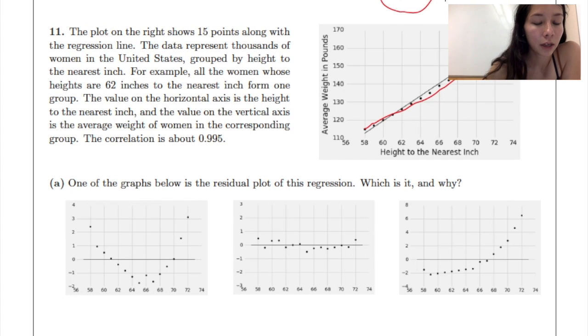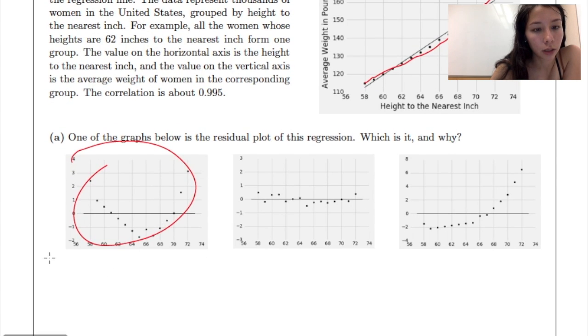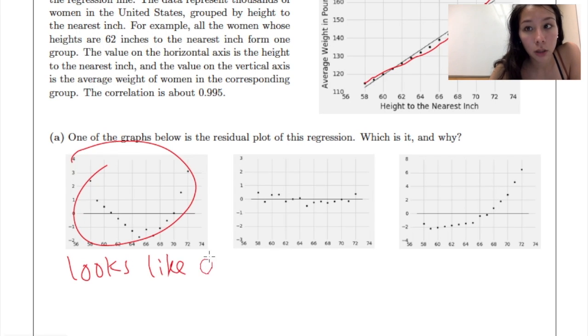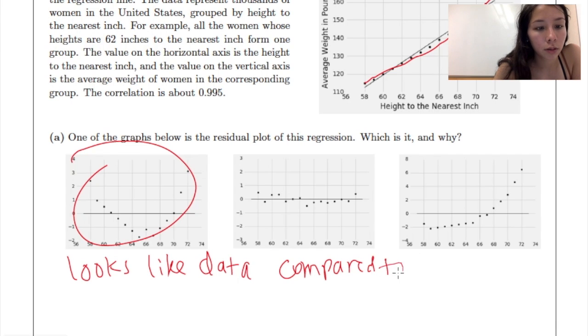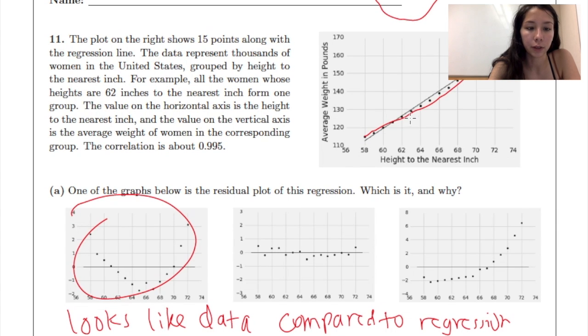So, if we look at part A, which of the graphs goes best with this? It's going to be the first one. Because in this graph, the data starts above the regression line, goes below it, and then comes back above. And basically, it just looks like the data compared to the regression line. Again, if you look at this plot, you can basically just see that the data is following the same pattern, which we will see in our residual plot.